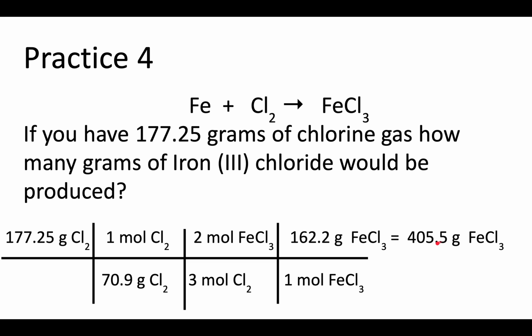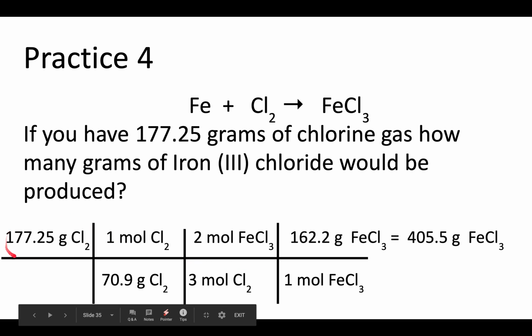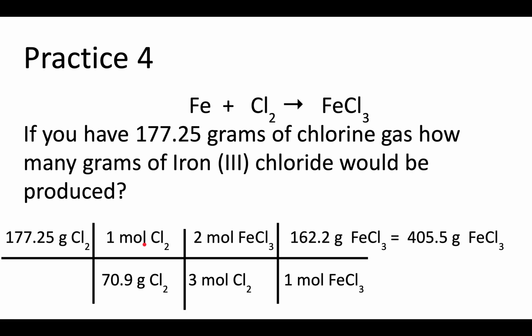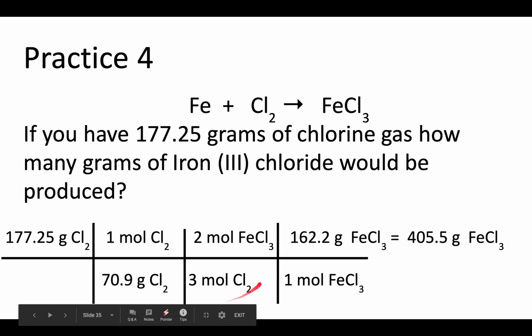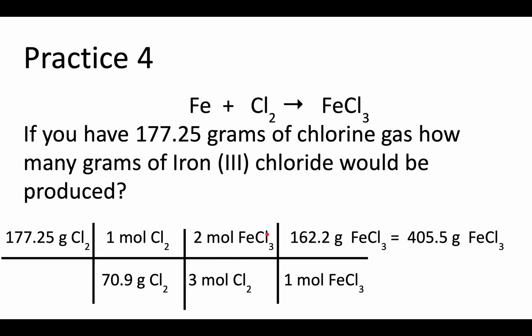All right, so here is our equation. So we start again with what we're given, our grams of chlorine. We use that molar mass of chlorine, which would be converted into 1 mole of chlorine gas. We use that mole ratio established by that balanced chemical equation, so 3 moles of chlorine for every 2 moles of iron 3 chloride. And then we go back to grams.